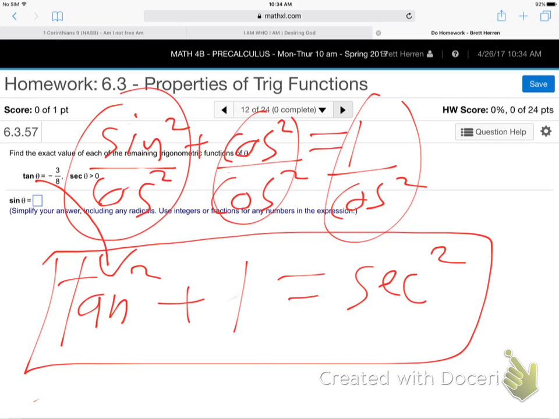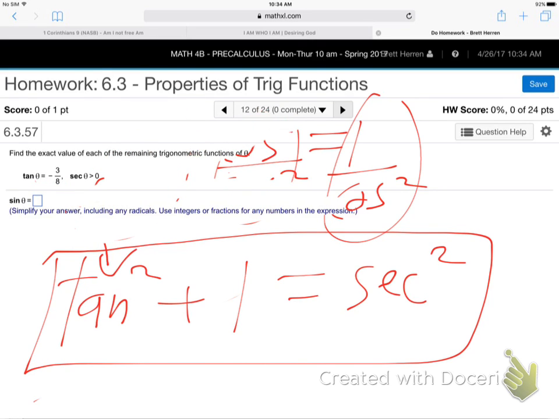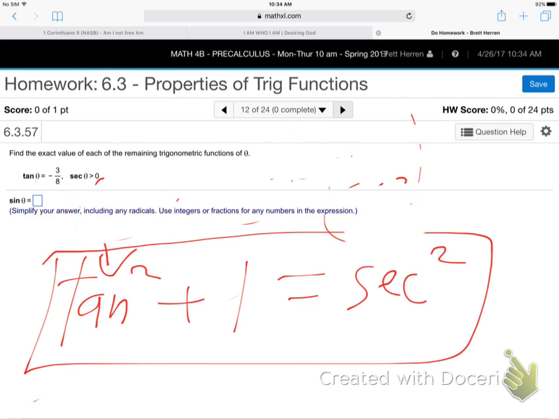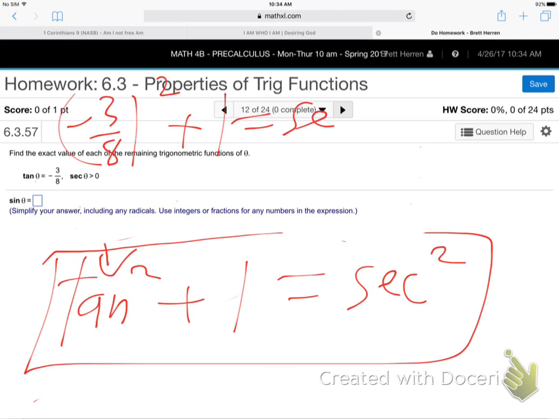Everybody good to there? Can I erase some of this stuff? So this one's a little more tricky. Probably would be easier just to do the x over r stuff. All right, so we got tangent squared, so minus 3/8 squared plus 1 is secant squared. So that's what?